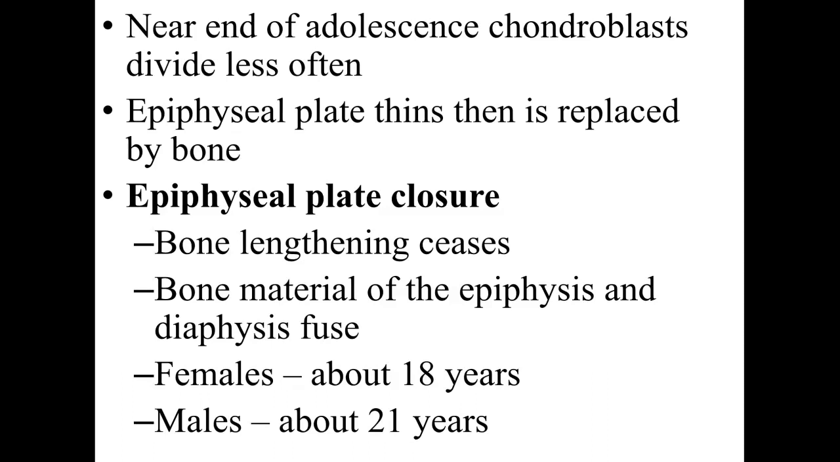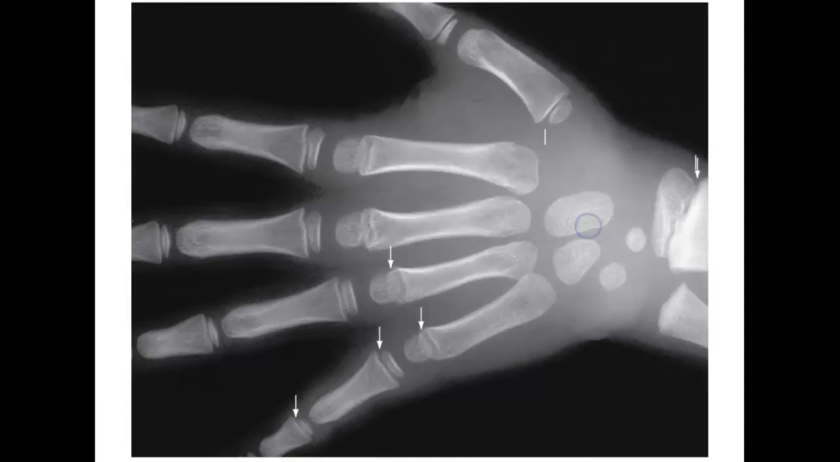The bone material of the epiphysis and the diaphysis are going to fuse together, so there's no longer going to be that cartilaginous line. It's just going to be bone throughout. In females, this is going to occur around the age of 18. In males, it occurs around the age of 21. That's when the growth plates start to fuse over. And remember, it's completely fused over by the age of 25.